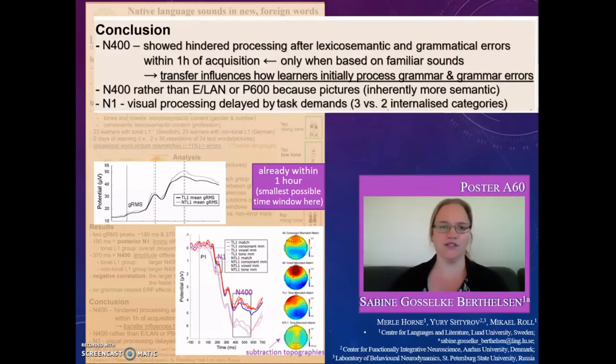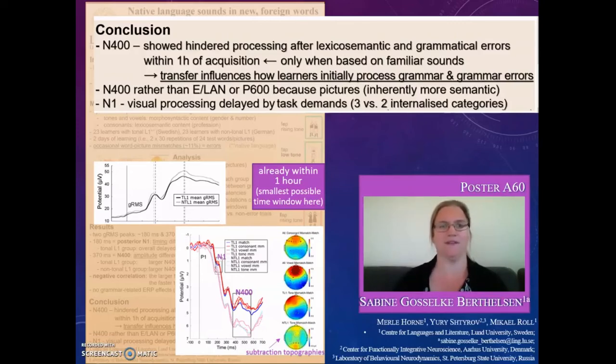As conclusions, we said that the N400 seems to hinder processing after lexicosemantic and grammatical errors in pictures. Well, it seems to show hindered processing, of course, within already 1 hour of acquisition. I forgot to mention this. So we saw these effects after 1 hour. However, only when everything was based on familiar sounds. We did not find any changes throughout the 2 days of acquisition.